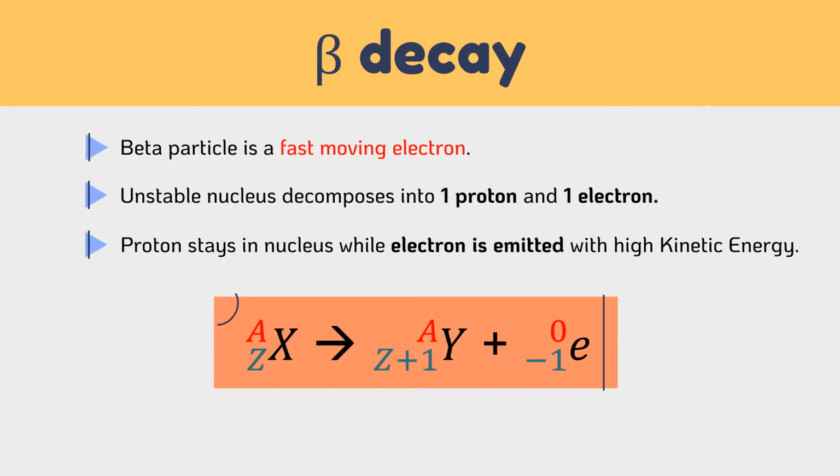This is the beta decay equation. As you can see, X will decay into Y plus an electron. X is the parent nucleus, Y is the daughter nucleus, and e is the beta particle that is emitted in this decay.